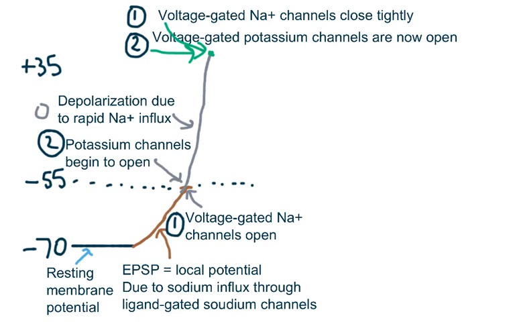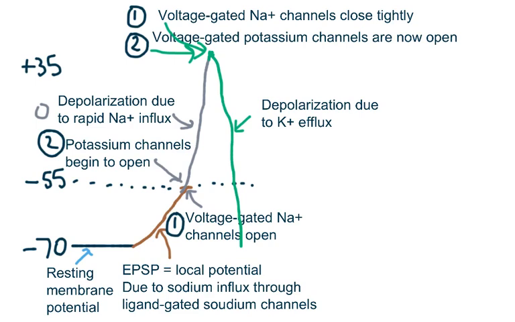Well, that's going to cause a rapid change in membrane potential. It was plus 35, but positive charge is leaving the cell. So it goes down, and down, and down. In fact, it goes all the way down to minus 70, and we'll continue it from there. So this is the repolarization phase of the action potential, and that is due to potassium efflux through the voltage-gated potassium channels.